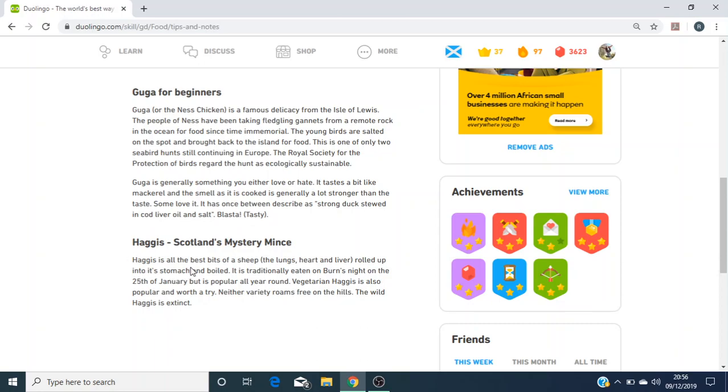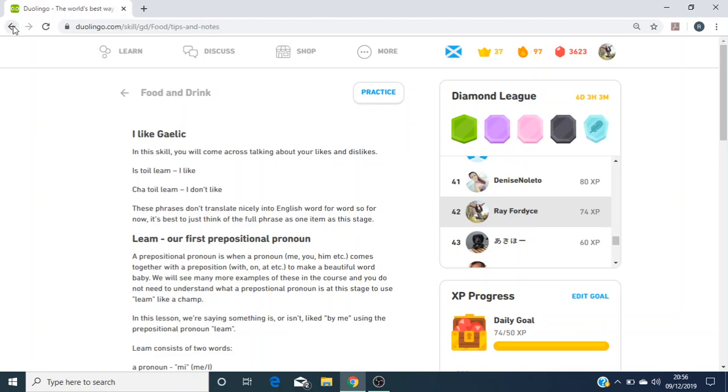Haggis is all the best bits of a sheep, the lungs, heart, and liver, rolled up into its stomach and boiled. It's traditionally eaten on Burns Night on the 25th of January, but it's popular all year round. Vegetarian haggis is also popular and worth a try. Neither variety roams free on the hills. The wild haggis is extinct. Okay, right, that's all the notes for food and drink.